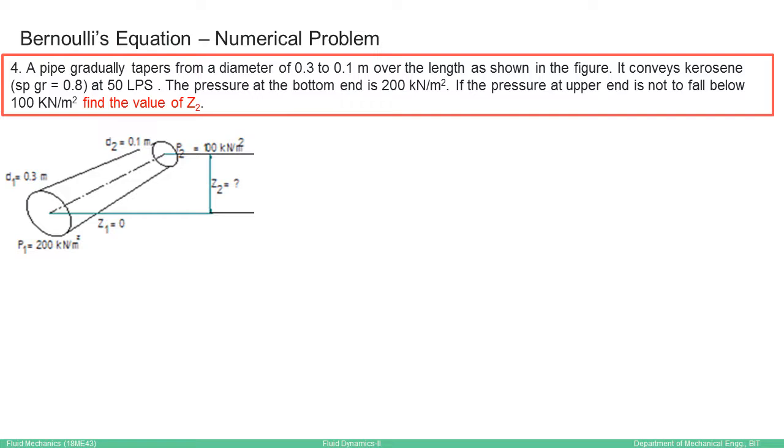The sketch is given, and the condition is that at the upper end, that is P2, should not fall below 100 kilonewton per meter square. That is, the maximum restriction is that P2 can be 100 kilonewton per meter squared, and P1 is given as 200 kilonewton per meter squared. D1 and D2 are given.